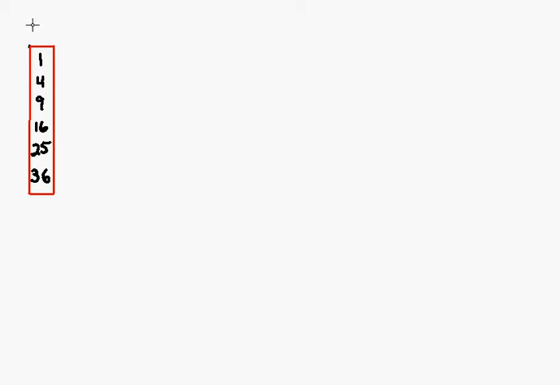In our previous video, we looked at these numbers: 1, 4, 9, 16, 25, 36, and continuing on, numbers like 49, 64, 81, 100, 121, 144. These are all what we call perfect squares.